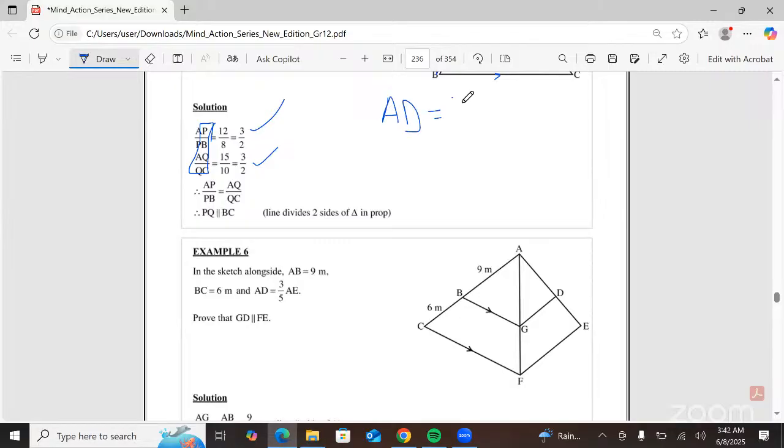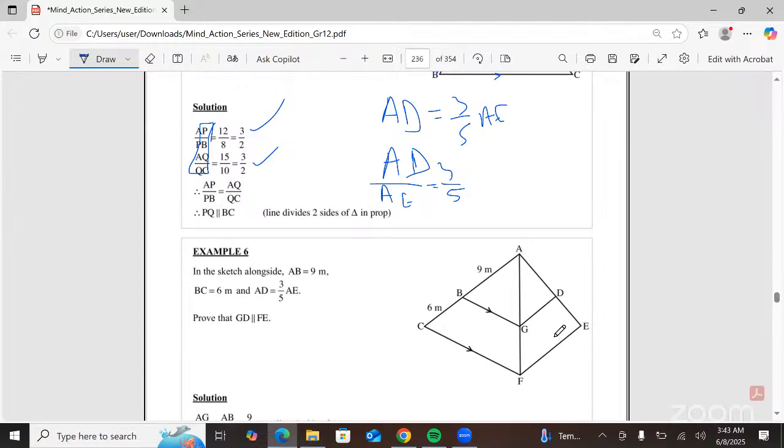AD is equal to 3 over 5 AE. So you can divide by AE on both sides. AD over AE is equal to 3 over 5. So you understand this part? Yes, sir. Okay. And then now we are required to prove that this line is parallel to this one.